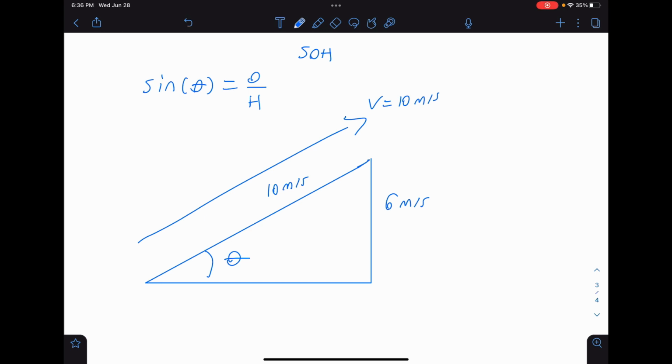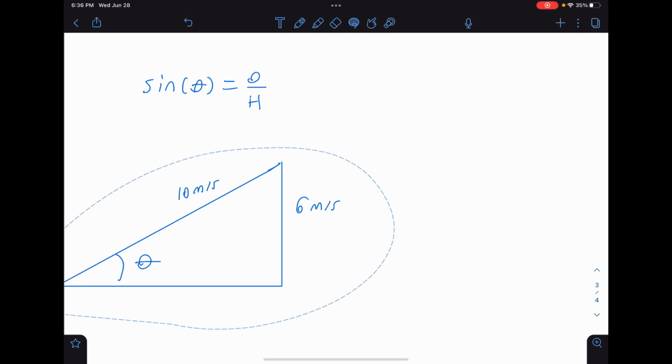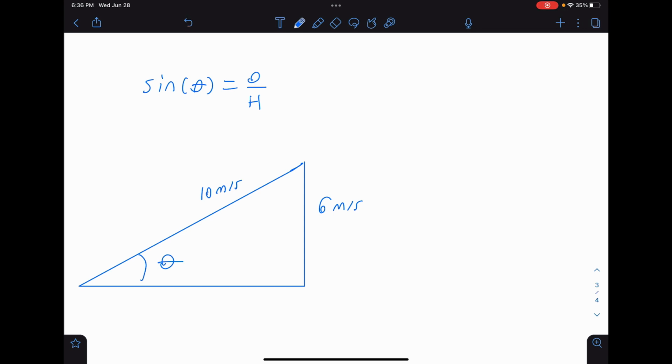So how do we find this angle? If we just do 6 divided by 10, opposite over hypotenuse, that doesn't really give us an angle, right? That just gives us the value of sine theta. And that's why we must solve for theta. So theta is equal to sine inverse of opposite over hypotenuse.